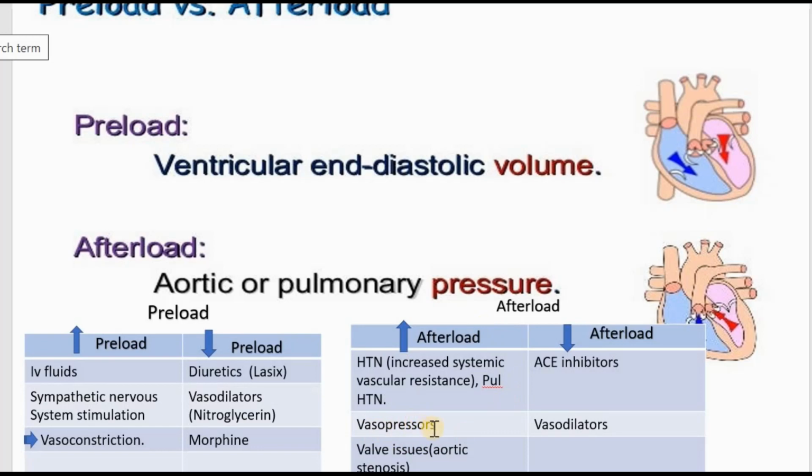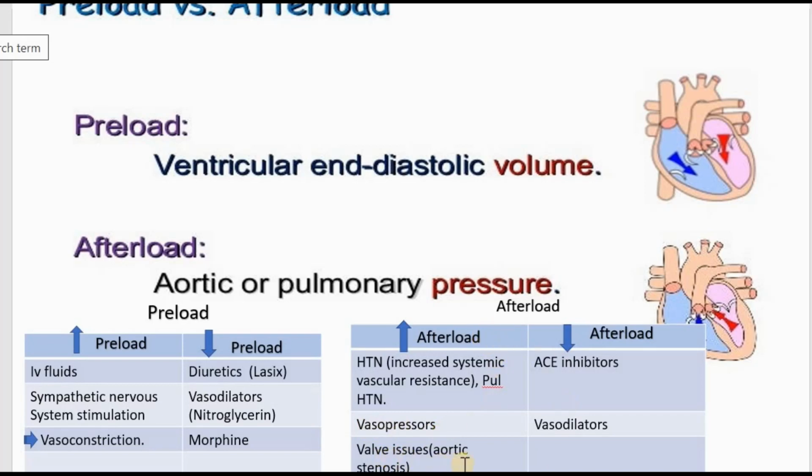Second is vasopressors. What does vasopressors do? Vasopressors constrict the blood vessels. It makes the vessels narrowed. So when there is narrowed blood vessel, there is more pressure. The size of the blood vessels decreases. There is more pressure in the vessels. Whenever there is more pressure in the blood vessels, the heart has to overcome, or the heart has to exert pressure higher than that. Then only the heart can pump the blood. So vasopressors can increase the afterload.